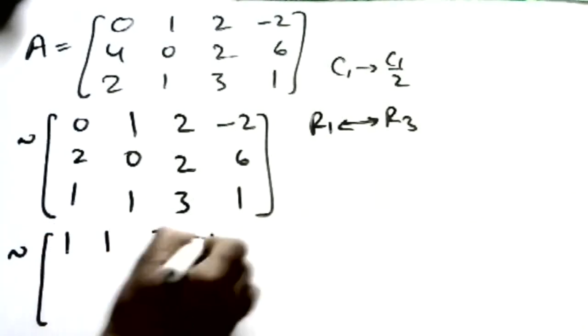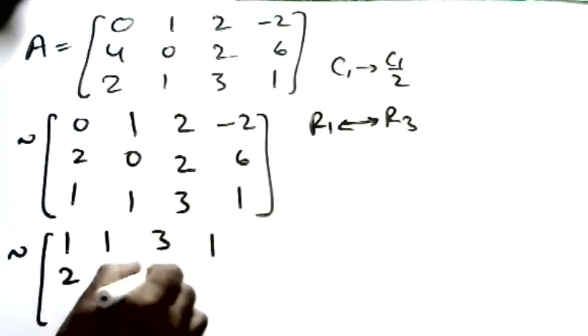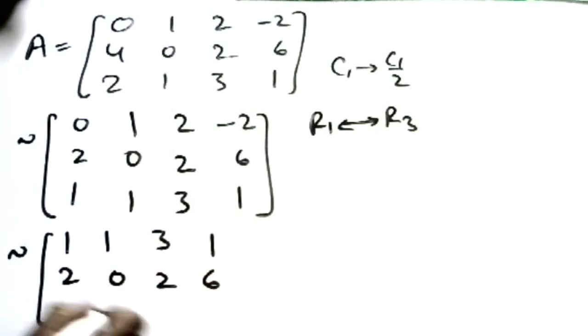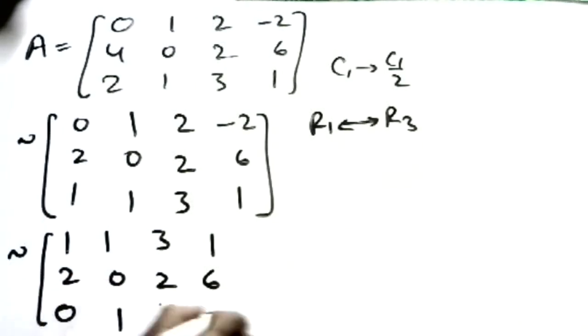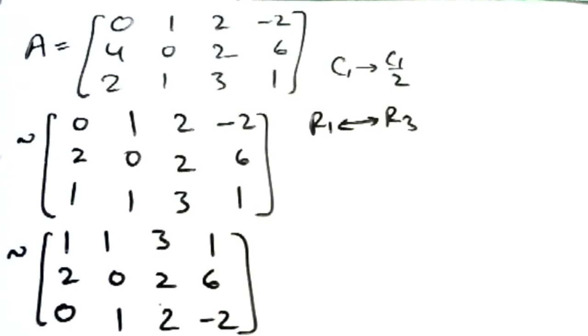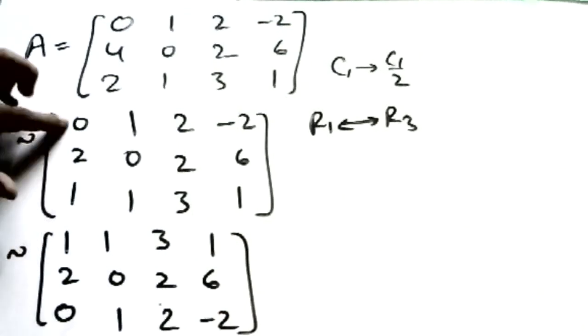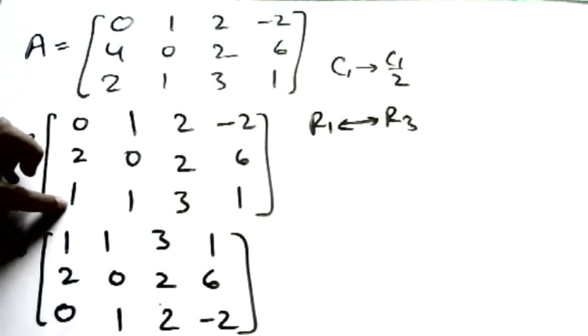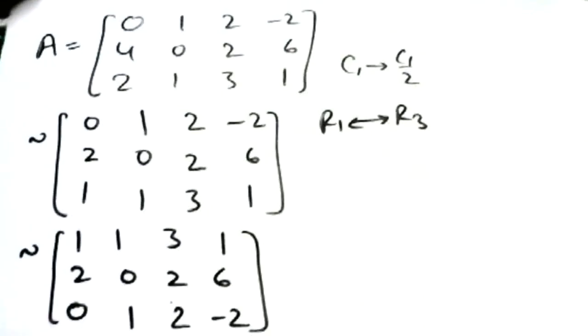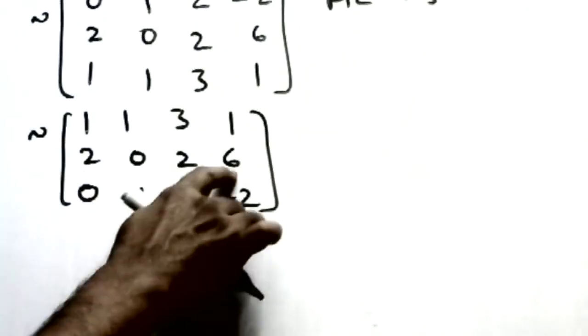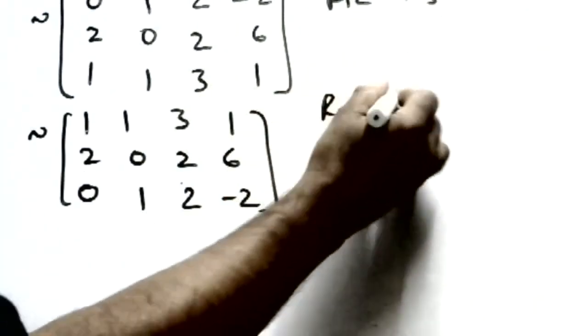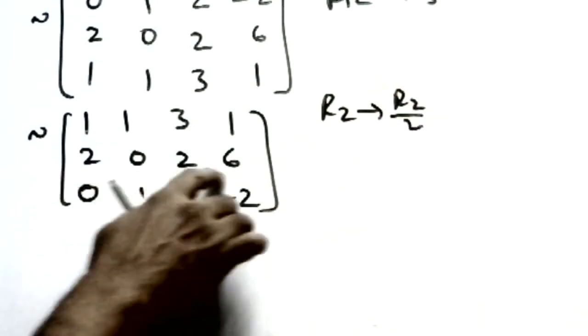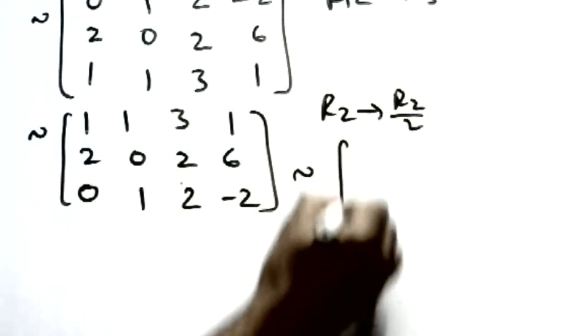So we are changing here 1 1 3 1 2 0 2 6 2 0 2 6, and here also 0 1 2 minus 2. Once more, you see what we are doing: we are changing here 1 1 3 1, bringing here 0 1 2 minus 2. One more thing we can do here, we can take common 2 from R2. If we take common, it will become easier.